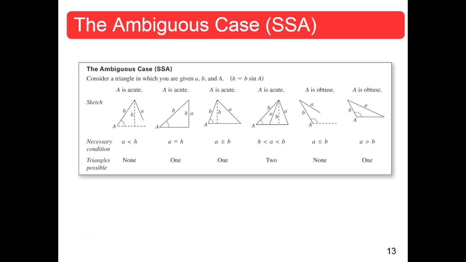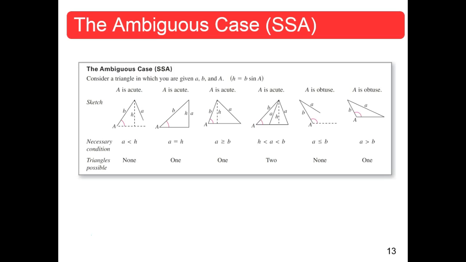But if A is acute, and A is in between h and b, then you could have two different triangles. You could have the A over here or the A over here. Two possible cases. That's really ambiguous.